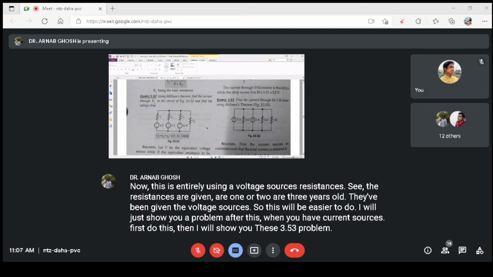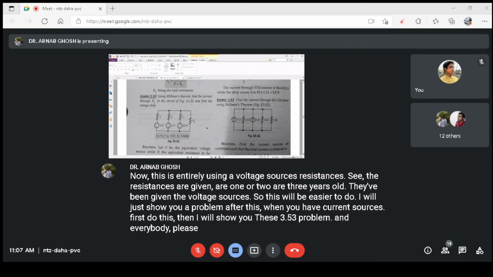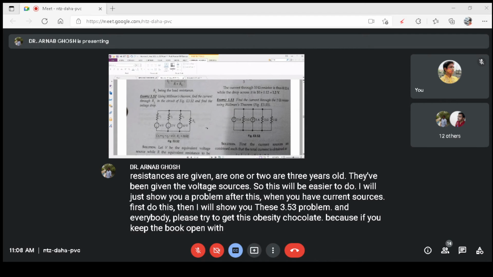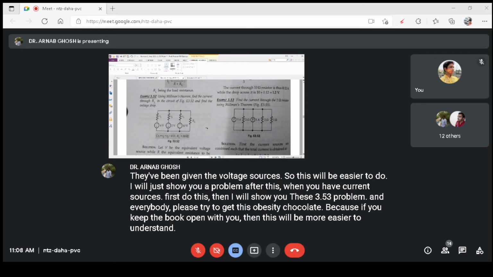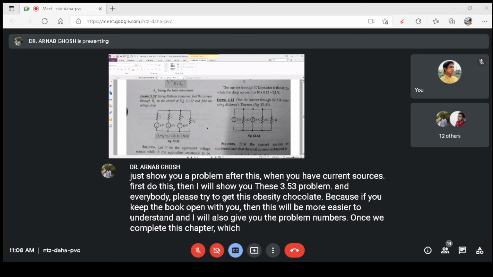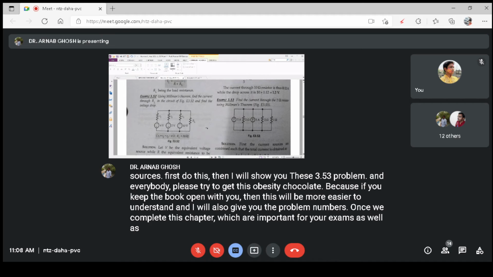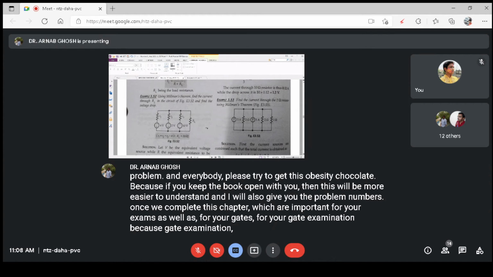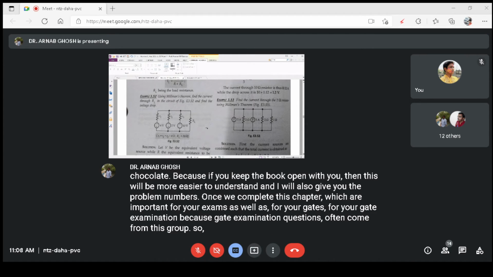And everybody please get Abhijit Chakraborty sir's book. Because if you keep the book open with you, then this will be easier to understand. I will give you the problem numbers once we complete this chapter, which are important for your exams as well as for your GATE, because GATE examination questions often come from this book. So please be thorough with the problems.